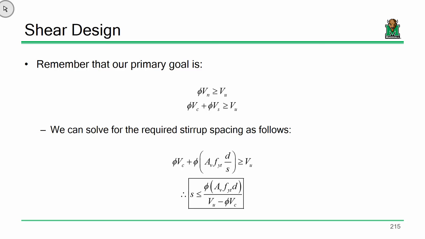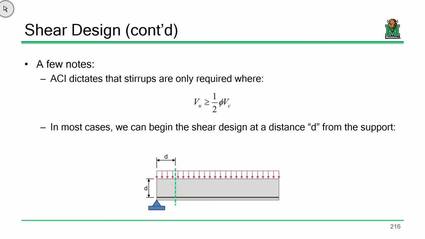So what is phi Vn? It's phi Vc plus phi Vs. How do you calculate phi Vc? Well, that's plug and chug. How do you calculate Vs? Av fy d divided by s. Take this equation, rearrange, solve for s, bam. That's basically it in terms of an equation derivation standpoint. And that'll be pretty easy to follow here in a little bit. So a few notes, just so you all know what's coming up next.